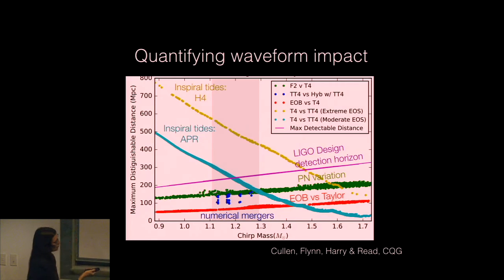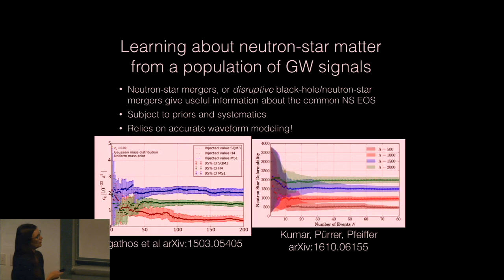So from this sort of in-spiral waveform model, there's this promise that neutron star matter can be learned about from a population of gravitational wave signals to some level of precision. So if you have neutron star mergers or a low mass neutron star black hole merger that's disruptive, that's going to give useful information about the neutron star equation of state. And since the neutron star equation of state should be common to all neutron stars, we can actually stack information from multiple observations and pin down the expected properties of neutron star matter more precisely.